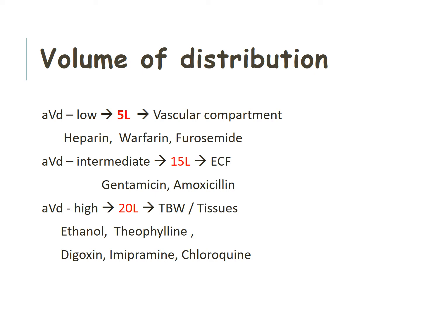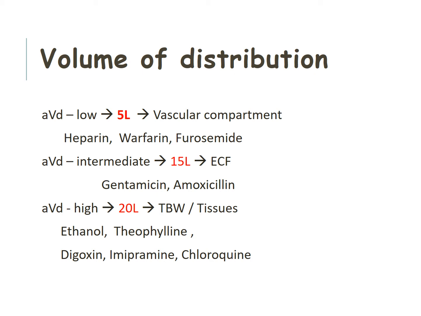When the volume of distribution is intermediate, that is about 5 to 15 liters, the drug will be in the extracellular fluid. Our total body water is 42 liters. So if it is intermediate, which means 5 to 15 liters, then it is considered that the drug is in the ECF, extracellular fluid. Mainly gentamicin and amoxicillin have an intermediate volume of distribution.